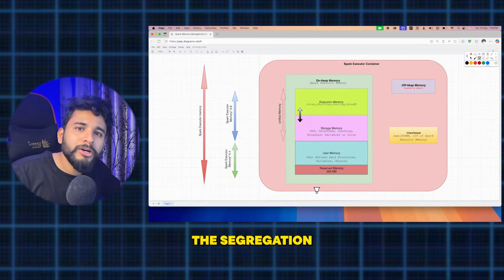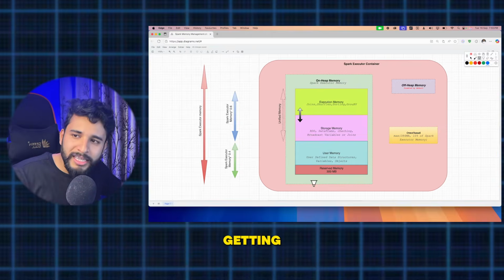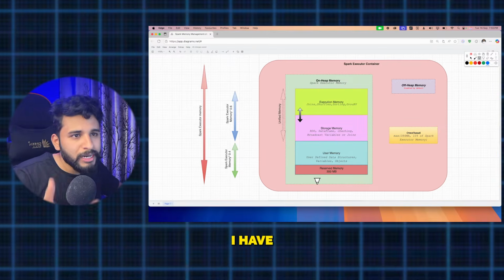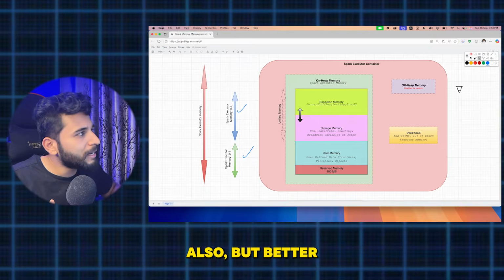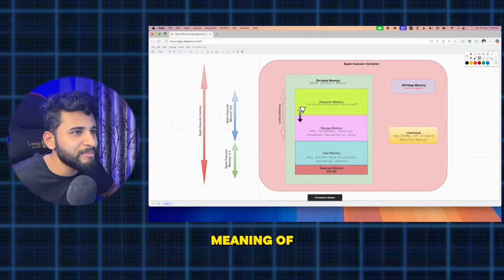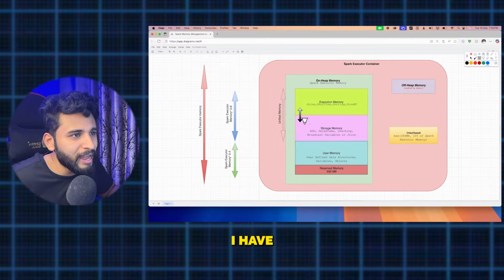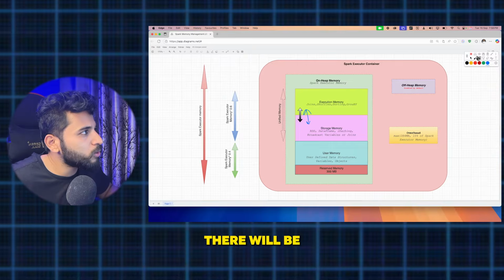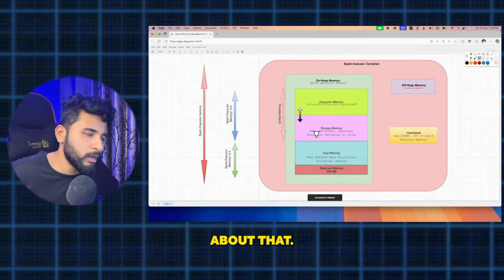Okay, we'll be talking about the segregation also, how everything is getting segregated, what are the major aspects I have written here, but we will try to cover it also. Don't need to worry about that. What is the meaning of this one? We'll be talking about that also. Why I have given a double headed arrow here, we will understand that too. Okay, don't need to worry about that.